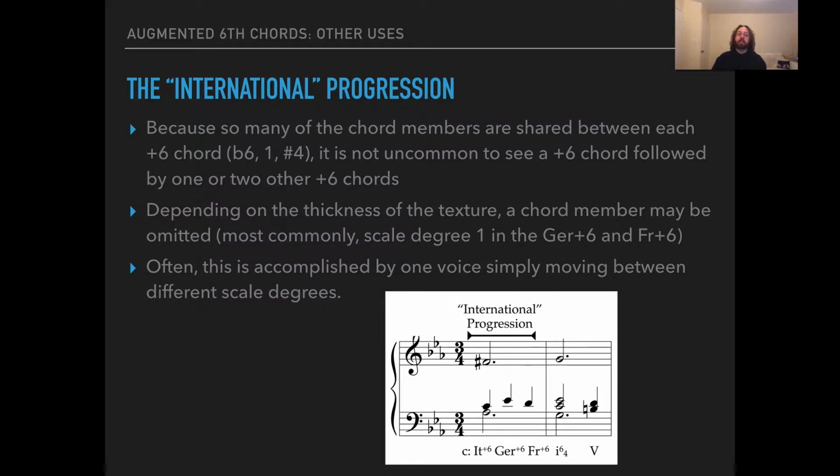Now, it's unlikely that composers are actually thinking of these instances as discrete chord changes. They're really just examples of voice leading. But we can refer to them if we wish, either by discussing them as discrete chords, Italian, German, and French, but we can also say that it's a quote-unquote international progression, which is the shorthand that is sometimes used by analysts when several augmented sixth chords appear one after the other. And there we are at home in C minor.